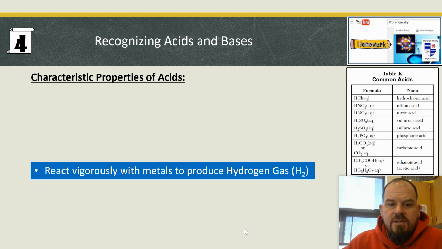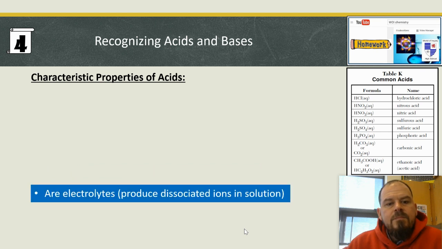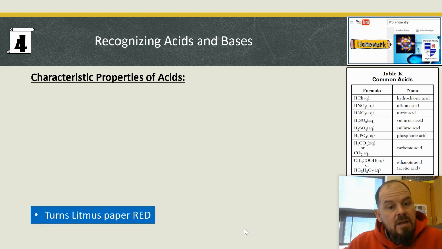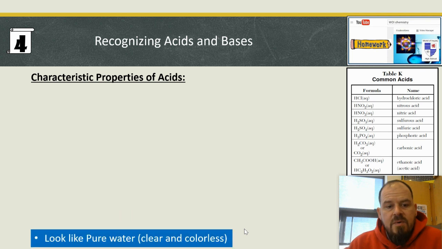Acids will react vigorously with most metals to produce hydrogen gas. We'll find out the 3 that it doesn't react with. They are electrolytes because they produce dissociated ions in solutions. They will light the light bulb. Litmus is one of the generic indicators, so acids turn litmus red. They will look like pure water, clear and colorless. You might even see a little wave in it.